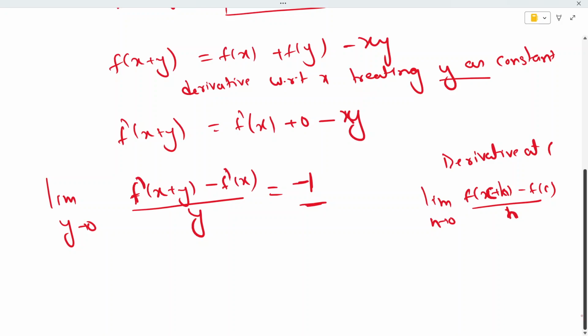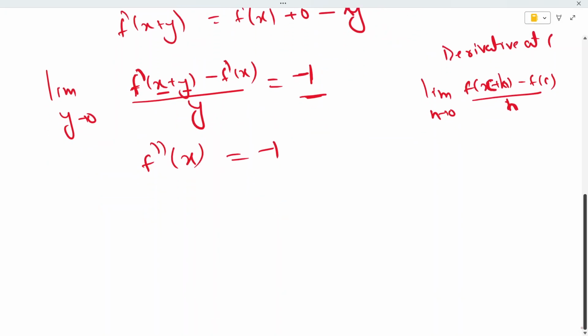So what you observe is that this is the function of the derivative. So you have a function in terms of derivative, and look, this is y. When y tends to 0, this is nothing but the double derivative of x, which is equal to minus 1. Now integrate. When you integrate f dash x, that would be equal to minus x. When you again integrate, you get the function, and the constant will also come.